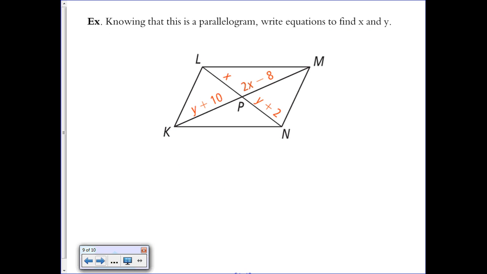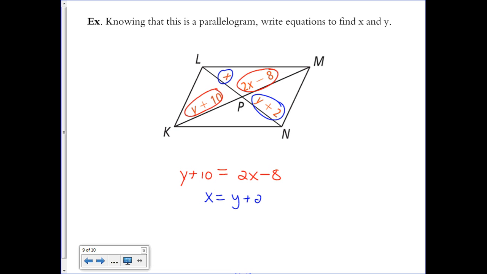So here, knowing that this is a parallelogram, we can write equations to find x and y. LN is one of the diagonals and KM is another. We know that each of the diagonals has been bisected, so we're going to write two equations. This one has to equal this one because that one has been cut in half. Put an equal sign there. And the second equation we have is that this one has to equal this one because that has also been cut in half. Now the diagonal KM has no bearing or relationship to the diagonal LN. All we know is that each one has been cut in half.